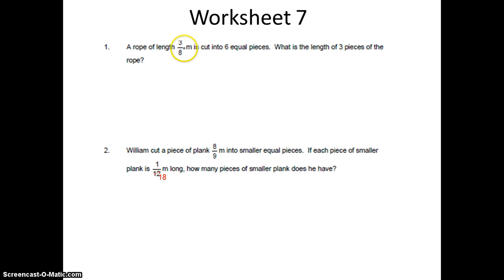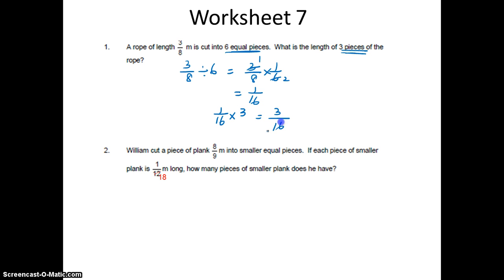A rope of length 8 meters is cut into 6 equal pieces. What is the length of 3 pieces? So 8 meters cut into 6 equal pieces, I will divide by 6. So 8 times 1/6. I want to find the length of 3 pieces. So 1 piece is 1/6 of 8, and 3 pieces will be 3 times that.